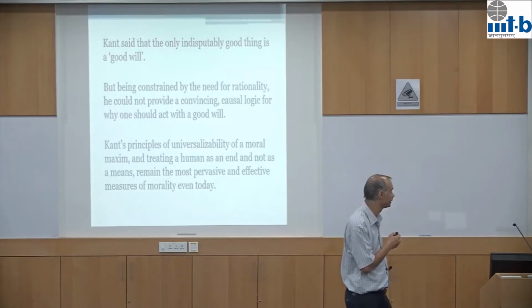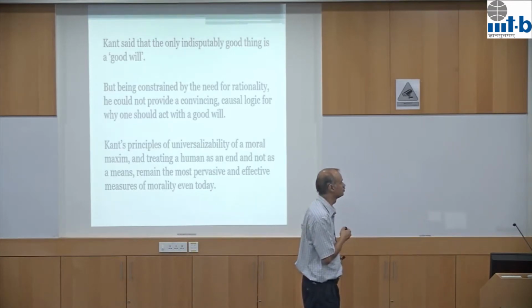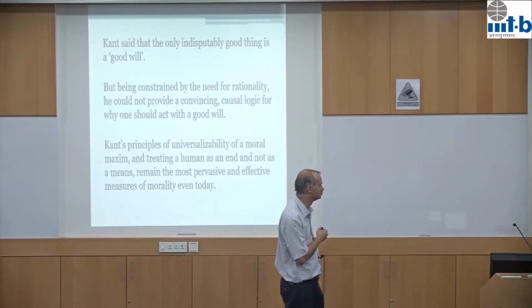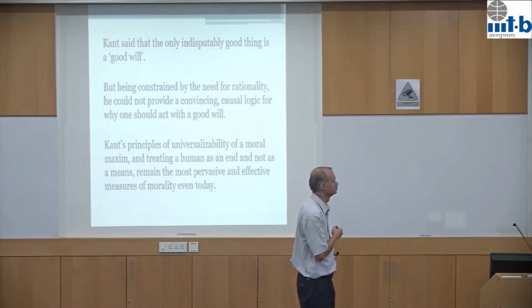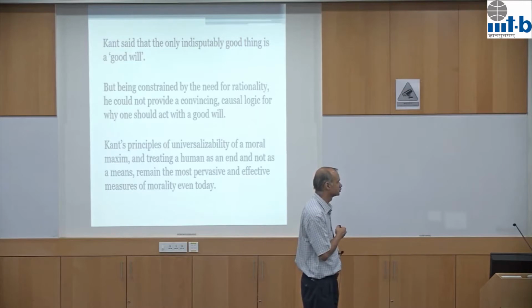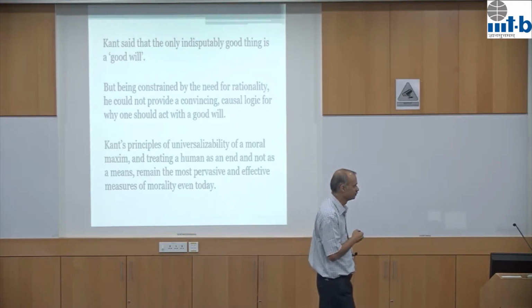Kant said that the only indisputably good thing is a good will. But being constrained by the need for rationality, he could not provide a convincing causal logic for why one should act with a good will. Kant's principles of universality of a moral maxim and treating a human as an end and not as a means remain the most pervasive and effective measures of morality even today.